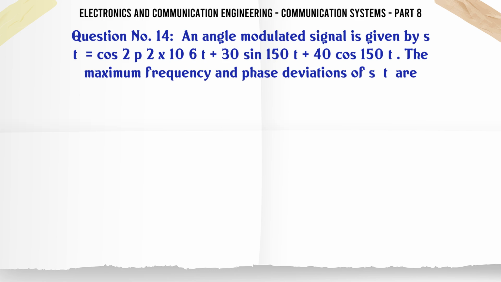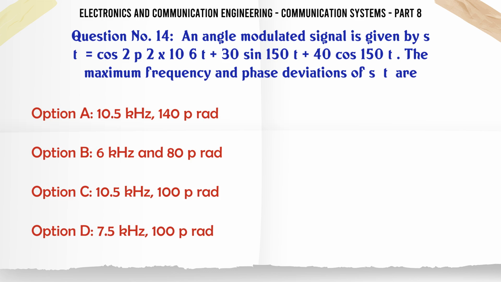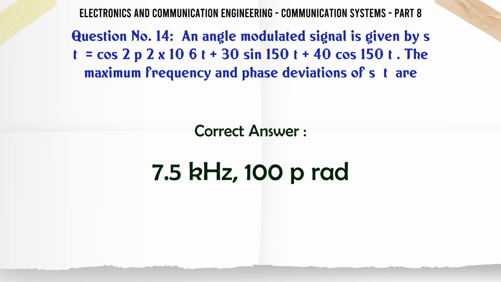An angle modulated signal is given by s(t) = cos[2π × 10^6 t + 30 sin 150t + 40 cos 150t]. The maximum frequency and phase deviations of s(t) are A. 10.5 kHz, 140π rad, B. 6 kHz and 80π rad, C. 10.5 kHz, 100π rad, D. 7.5 kHz, 100π rad. The correct answer is 7.5 kHz, 100π rad.